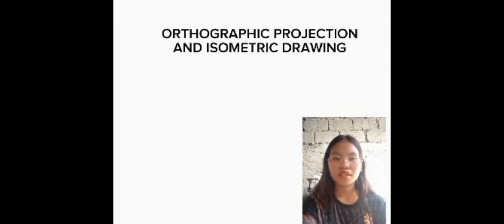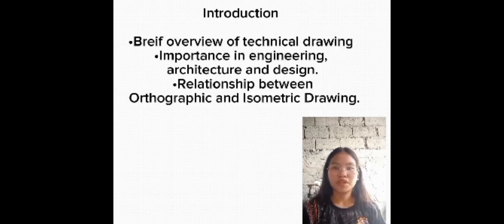Today, I will discuss orthographic projection and isometric drawings. These are important techniques in technical drawing and engineering graphics used to represent objects accurately on paper or on CAD, or computer-aided design software. First, we have the introduction. A brief overview of technical drawing, its importance in engineering, architecture, and design, and the relationship between orthographic and isometric drawings.